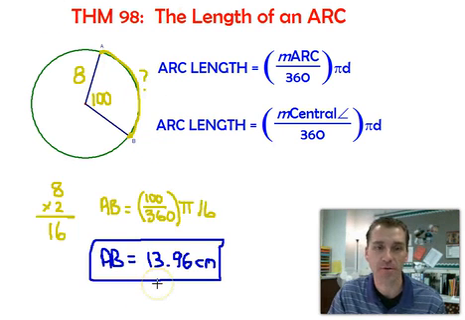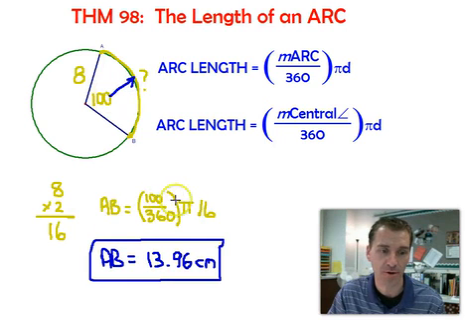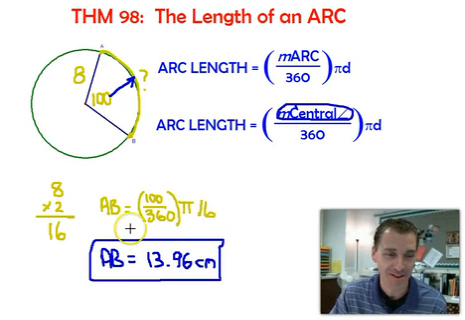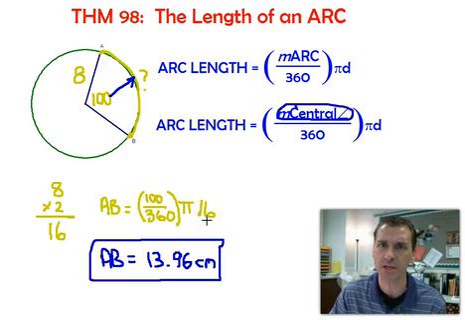Bam. Did you get the answer? 13.96. How'd you get that? Well, 100 is my central angle, which means it's the same as the arc. So I put 100 right here on top for the central angle. 360 never changes. That's the measure of degrees around the circle. And I take that times pi times 16. Where did the 16 come from? Don't forget, we're talking pi times diameter. And if 8's my radius, times 2 gives me the diameter. So you take 100 over 360, put that in your calculator, times pi, times 16, you get 13.96. That, ladies and gentlemen, is your answer.